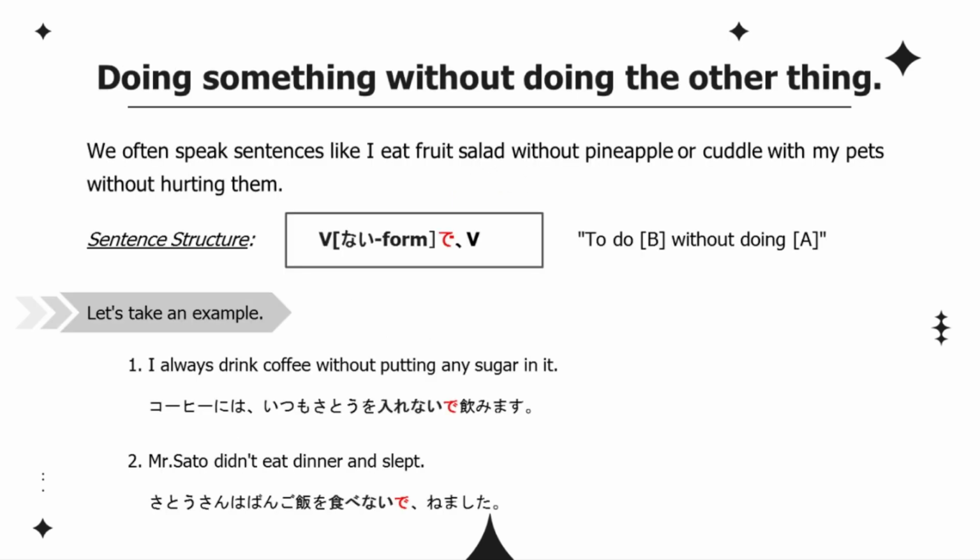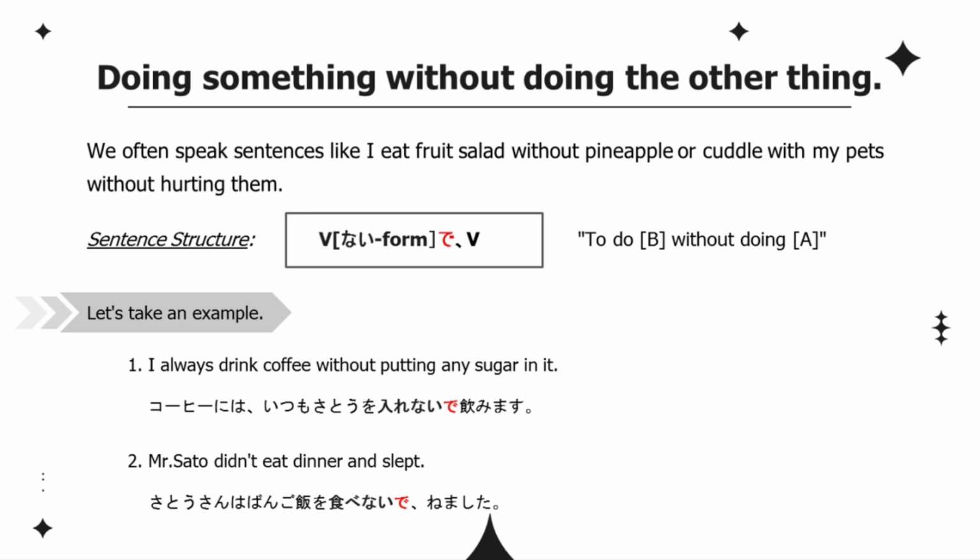4. Doing something without doing the other thing. We often speak sentences like, I eat fruit salad without pineapple, or cuddle with my pets without hurting them. Did you notice what's expected in such sentences? I am doing something without doing the other things. Now, do you know how to speak such sentences in Japanese? Let's learn about the formation.